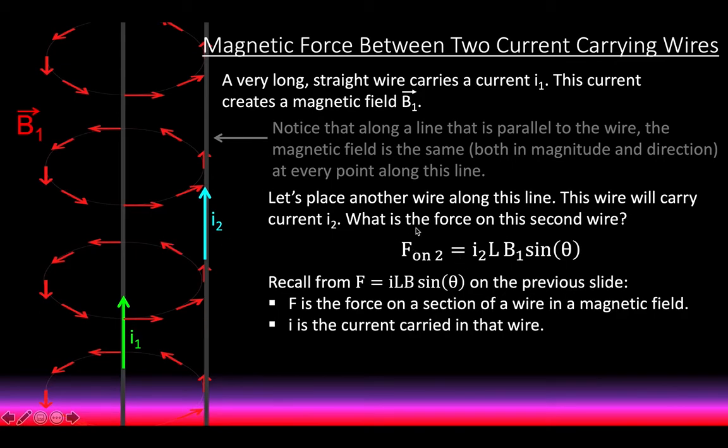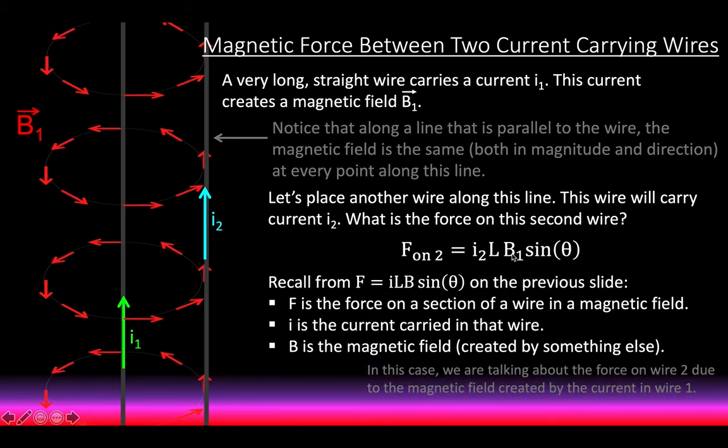We're interested in the force on wire 2, so I is going to be the current on wire 2, flowing through wire 2. And B is the magnetic field created by something else. Wire 1 creates the magnetic field, so that's why I have a B1 right here. As I said, in this case, we're talking about the force on wire 2 that carries current I2 due to the magnetic field created by wire 1.